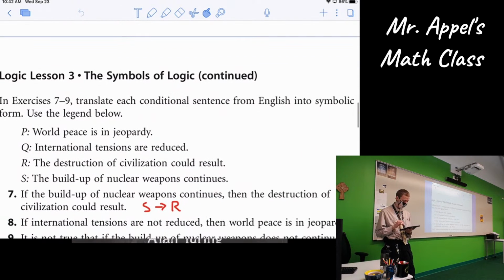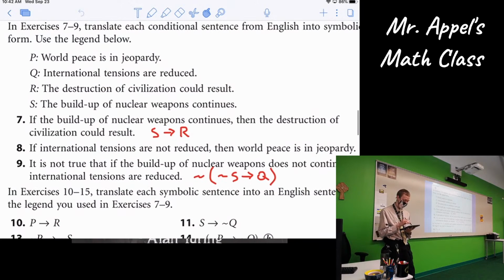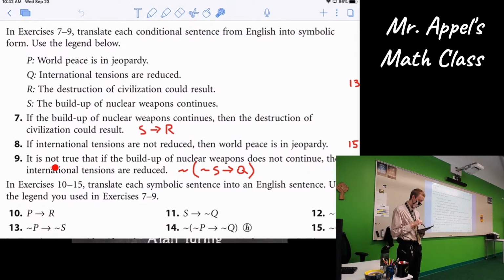All right, and similarly, down here, 7. If the buildup of nuclear weapons continues, then the destruction of civilization could result. We could set that up as just S arrow R. Number 9, it is not true that if the buildup of nuclear weapons does not continue, then international tensions are reduced. Notice that double negation there at the beginning. It is not true that this does not continue. So you get not all of, not S, then Q.